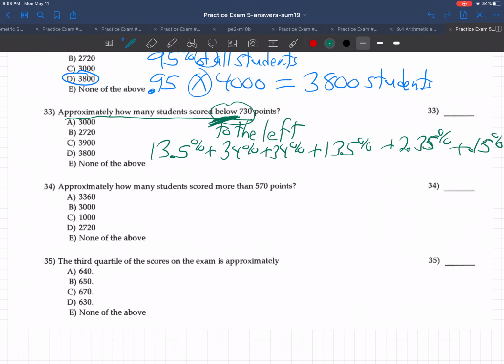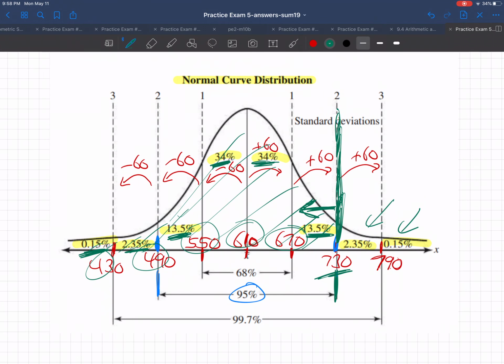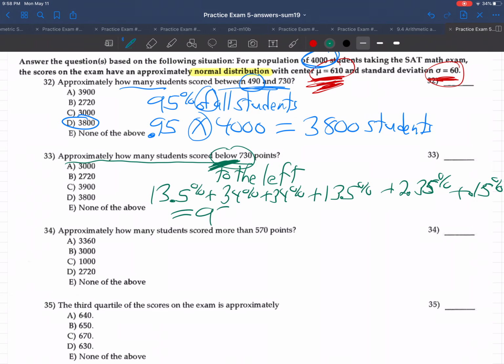So if you add all those up, let me see, what are you going to get? I think you're going to get 97.5%. And now you know what we need to do with this. We need to make this 0.975, right? You got to change it into a decimal, move this back 2 places, times the total number of students, 4,000 students, equals 0.975 times 4,000 is 3,900 students. There's our answer.